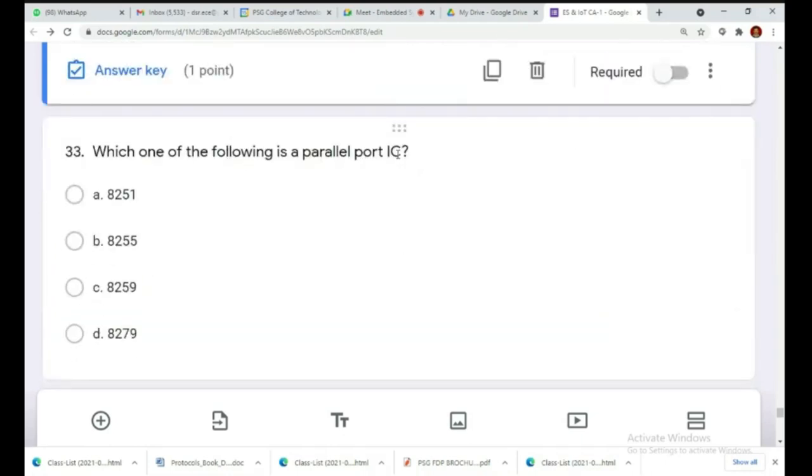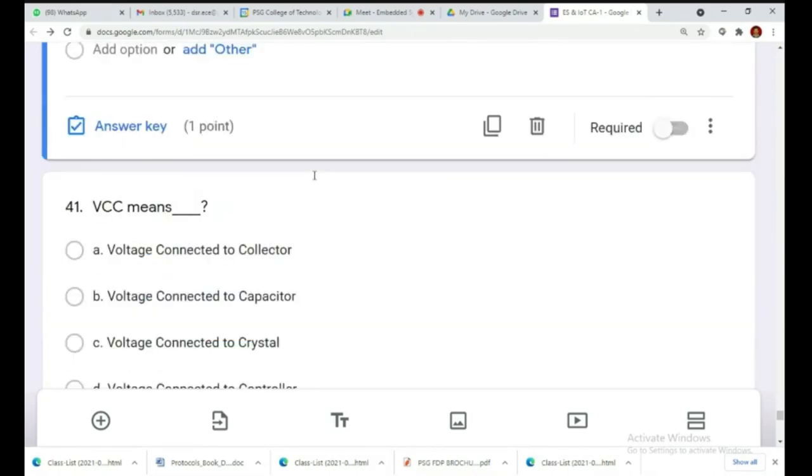Which one of the following is a parallel port IC? All of us have studied this in our UG itself, right? 8255 is a programmable peripheral interface. 8255 is a parallel port IC. 8251 is a serial port IC, the universal synchronous asynchronous receiver transmitter. 8259 is an interrupt controller. 8279 is a keyboard display controller. So 8255 is a programmable peripheral interface, which is the parallel port IC.